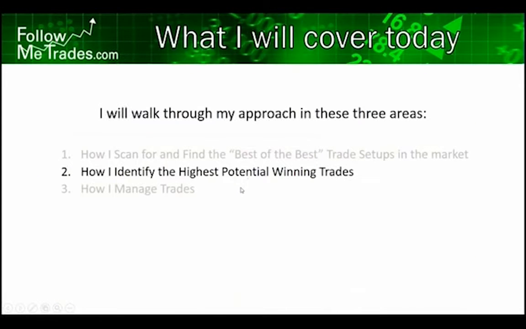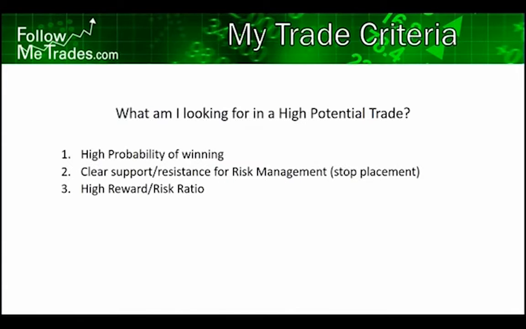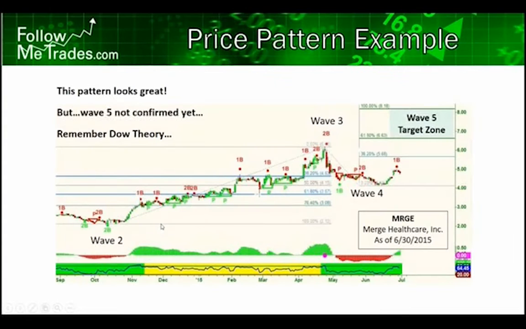Then I want to do some math here. I want to identify the highest potential winning trades. So just because it has a probability of going to the target zone, I want to make sure that the reward to risk on it is good. So I want a high probability of winning. I want a really clear support resistance area to put my stop in. Stop placement, risk management are essential to my trading success, and I think to anybody else's success as well, right? You can win lots of trades, but if you don't control the losses on the losers, you can still have a negative P&L, okay? So I want clear stop areas for my risk management. I want a high reward to risk ratio on the trade.